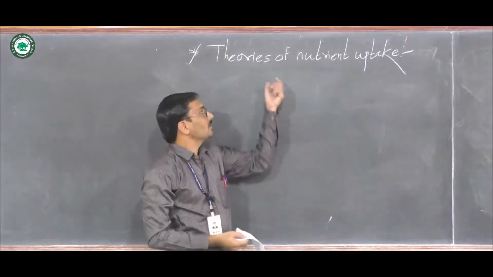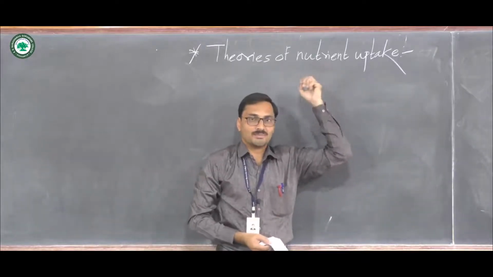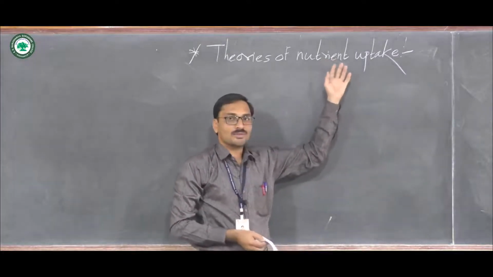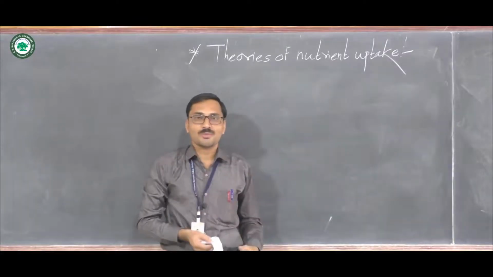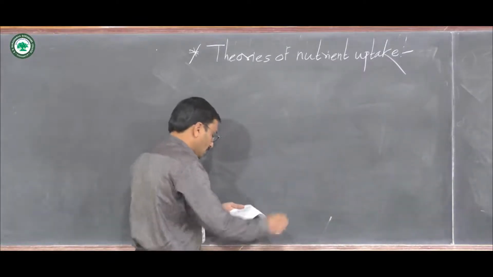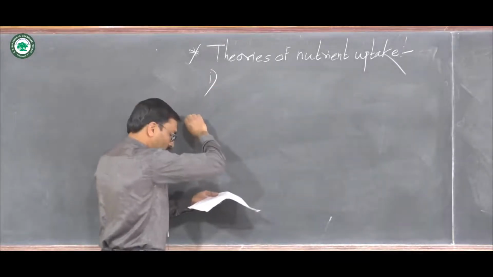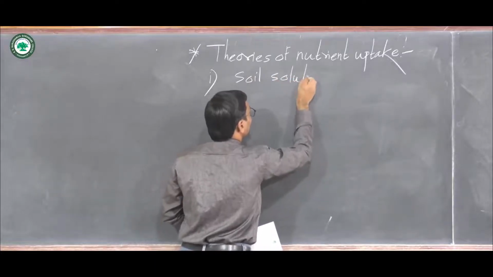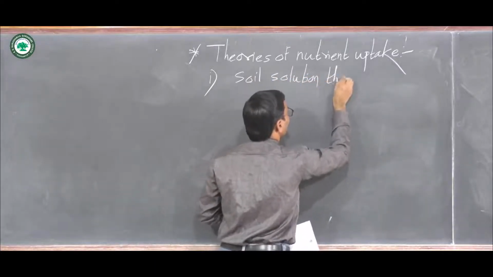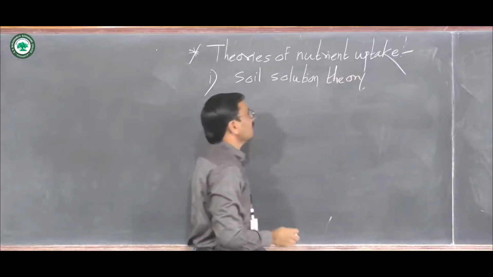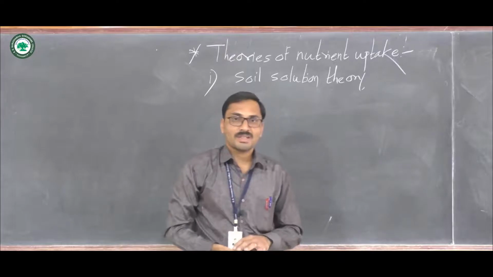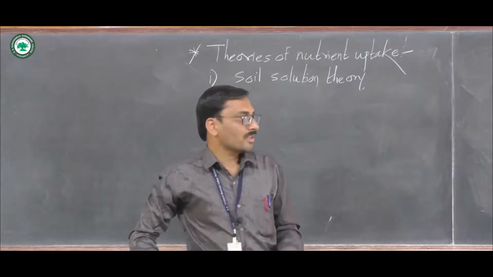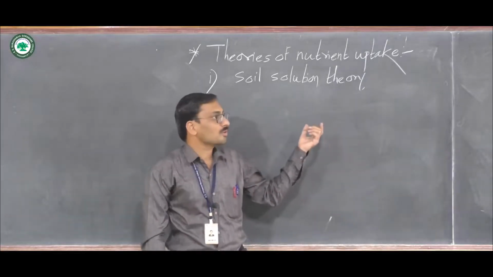The next point is theories of nutrient uptake. There are 3 theories which explain the absorption concept by the plant. The first theory is soil solution theory. This theory clearly indicates that plants absorb dissolved nutrients through the soil with the help of roots.